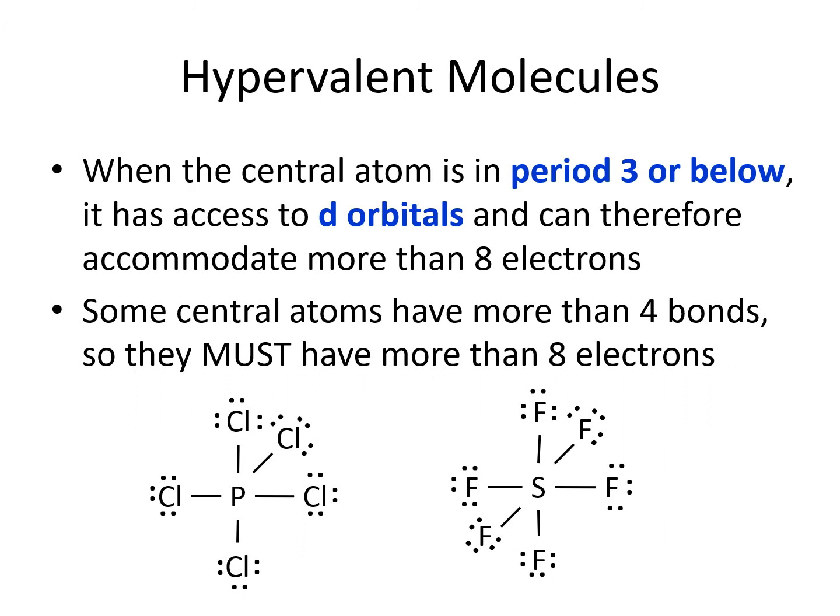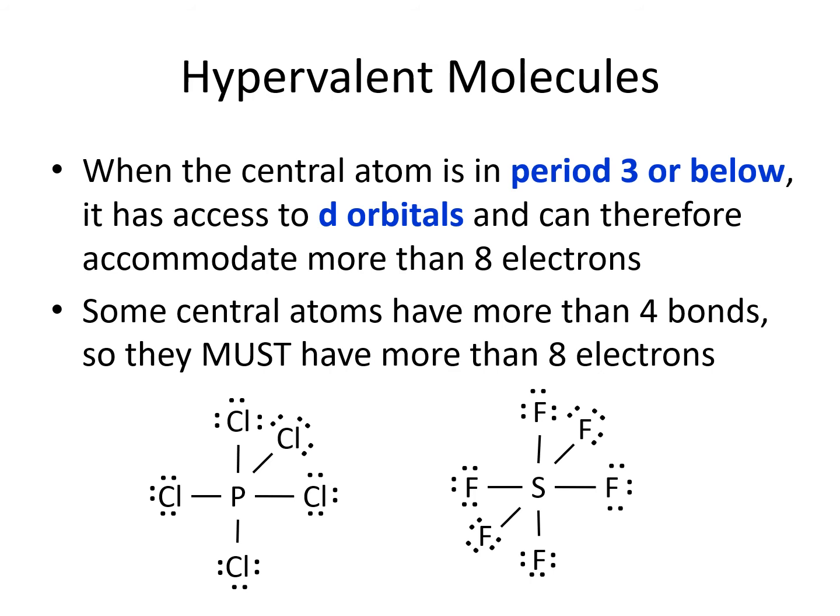The third exception to the octet rule is hypervalent molecules. Hypervalent molecules have a central atom with more than 8 electrons around it. These can occur when the central atom is in period 3 or below, because that atom has access to d orbitals. You will still follow your 5 steps of drawing Lewis structures to find out if the central atom is hypervalent or not. Just looking at the identity of the central atom is not enough to tell you that it will be hypervalent, only that it can be hypervalent.